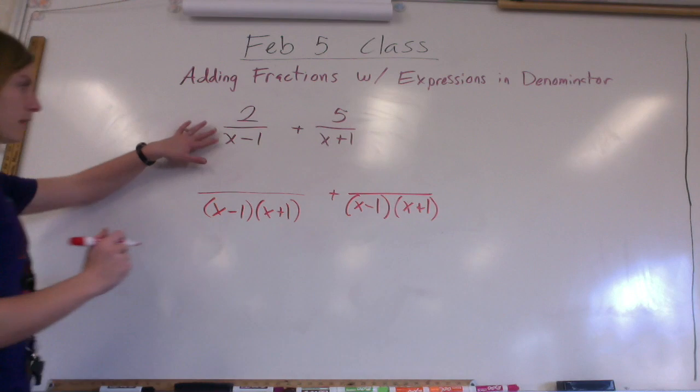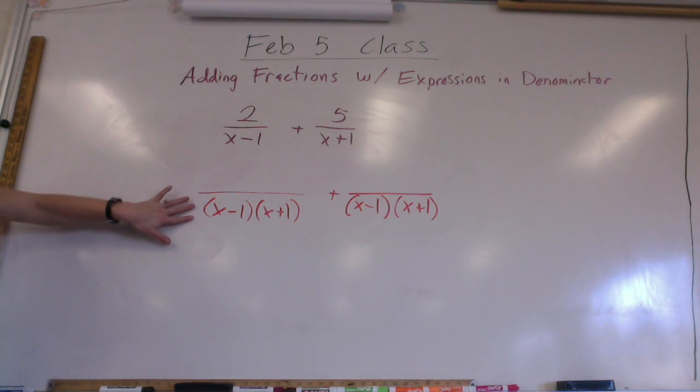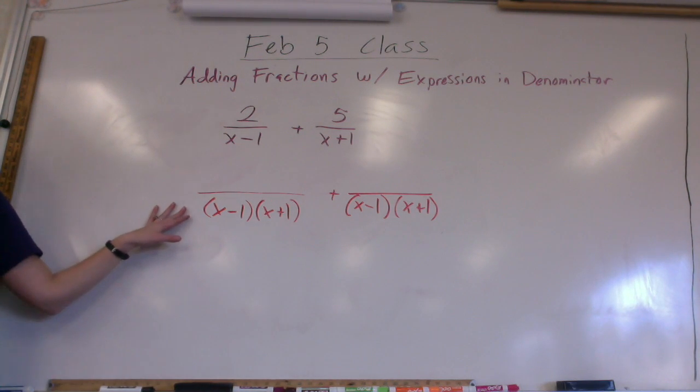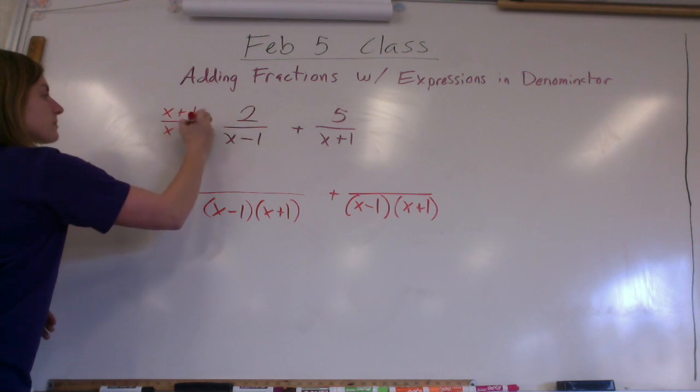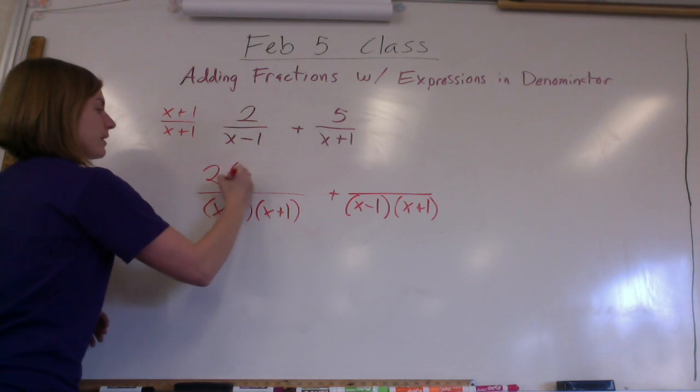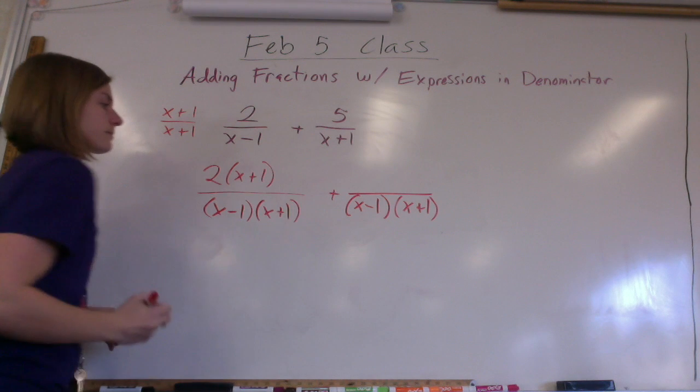So how do I get from x minus 1 to x minus 1 times x plus 1? Isaac. Multiply top and bottom by x plus 1. So that'll be your 2 times that x plus 1.